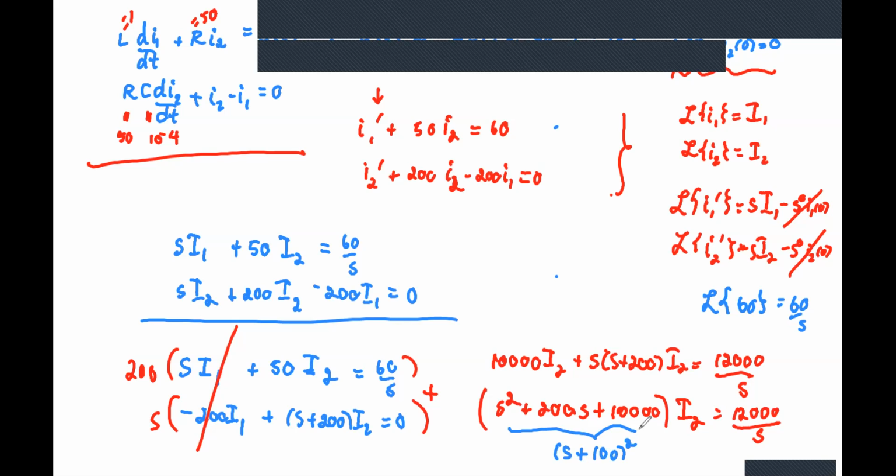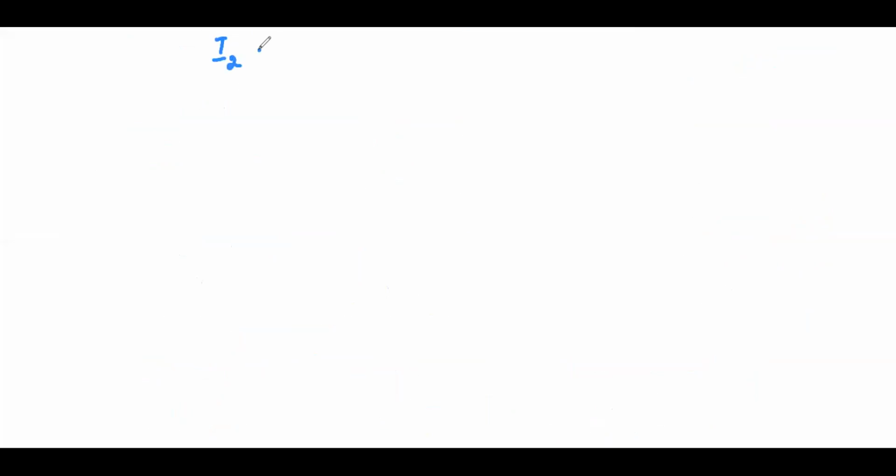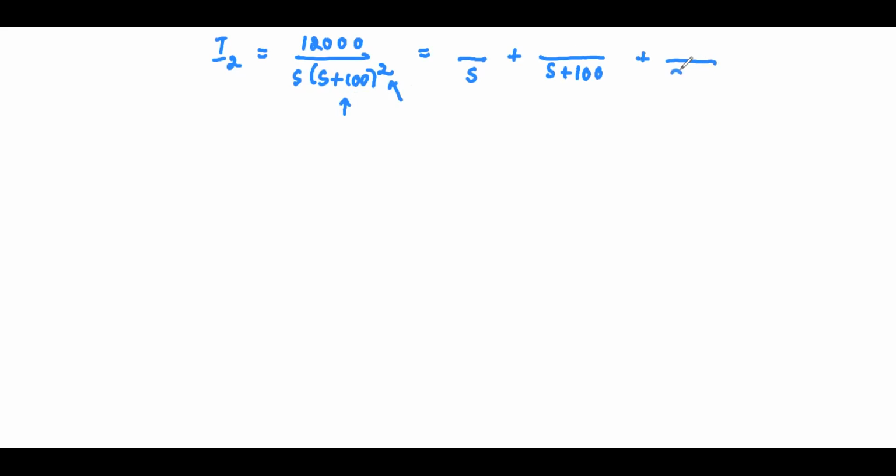Okay, so we're going to go to the next slide. So the I2 equals, divide all by s plus 100 quantity squared. We get the 12,000 divided by s multiplied by s plus 100 squared, and fall into the same pattern. Break it up into the partial fractions. The quantity divided by s plus the quantity divided by, since this is linear with the power 2, we're going to have two partial fractions. The first is power 1, the second is power 2.